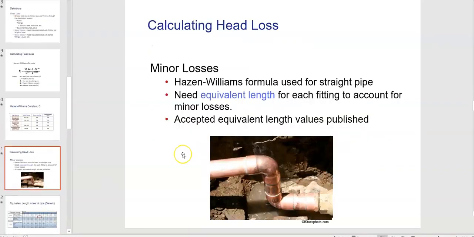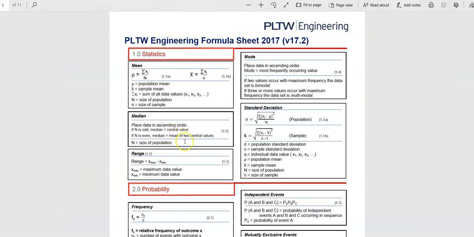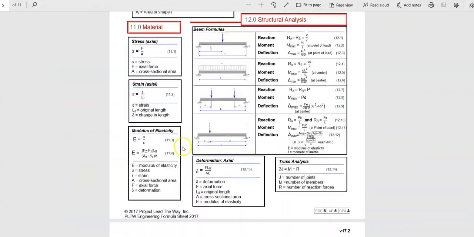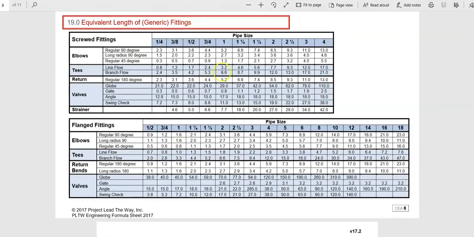I go down here to calculating head loss again, and you're going to say you need the equivalent length for each fitting, and this gives you an idea of these kind of fittings and valves. You can see it going from one pipe to the other, and the water loses pressure as it goes through each one of these valves. And there is a sheet that you can use in an engineering formula sheet. Let me scroll down here real quick, and you're going to see the equivalent length of generic fittings.